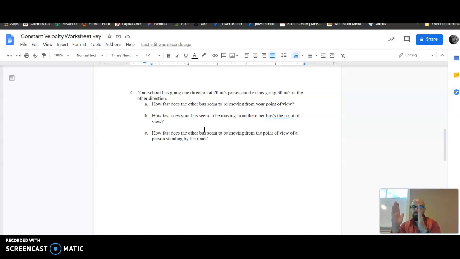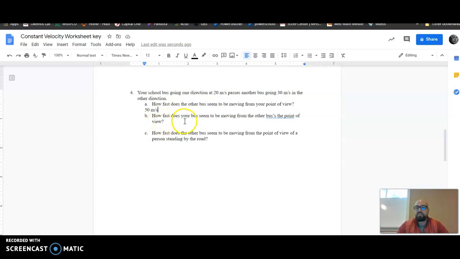20 meters, one bus moves 30 meters the other way. So 1 second later, they're 50 meters apart. So that's one way of thinking about it: from your perspective, or relative to you, the other bus seems to be moving 50 meters per second. That's because you're going opposite directions. It would be a different problem if you were both going the same direction.